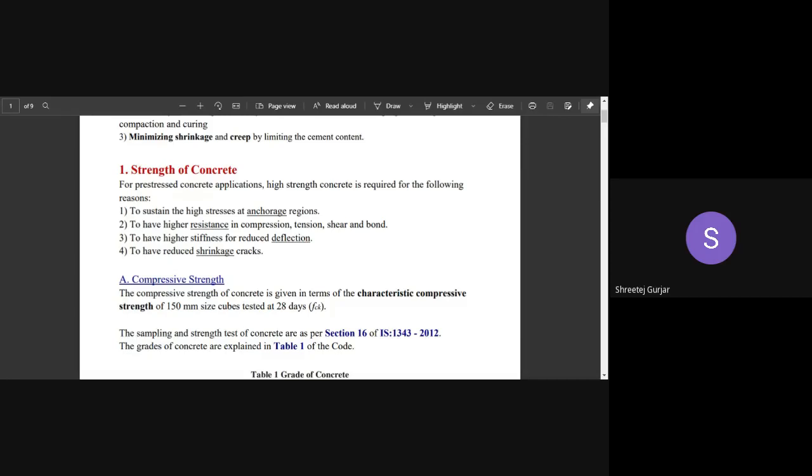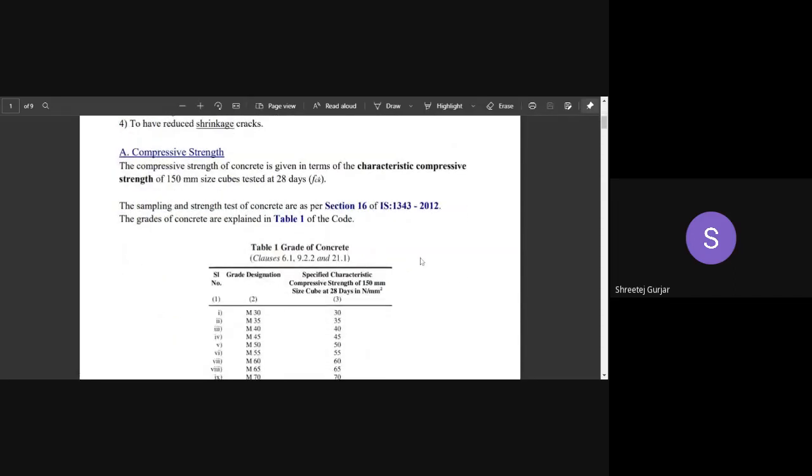So these are a few reasons why we require high strength concrete in our pre-stressed concrete. I have explained 4 important points. Okay, so these are coming under strength of concrete. Coming to your compressive strength, your first is your compressive strength. We will study compressive strength of your concrete.